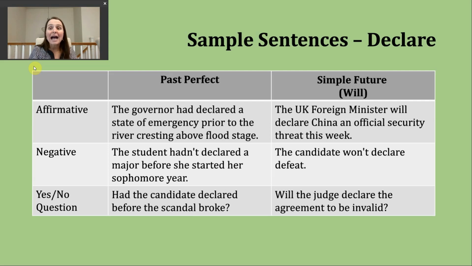Now let's take a look at the simple future. Today we're going to focus on using will.